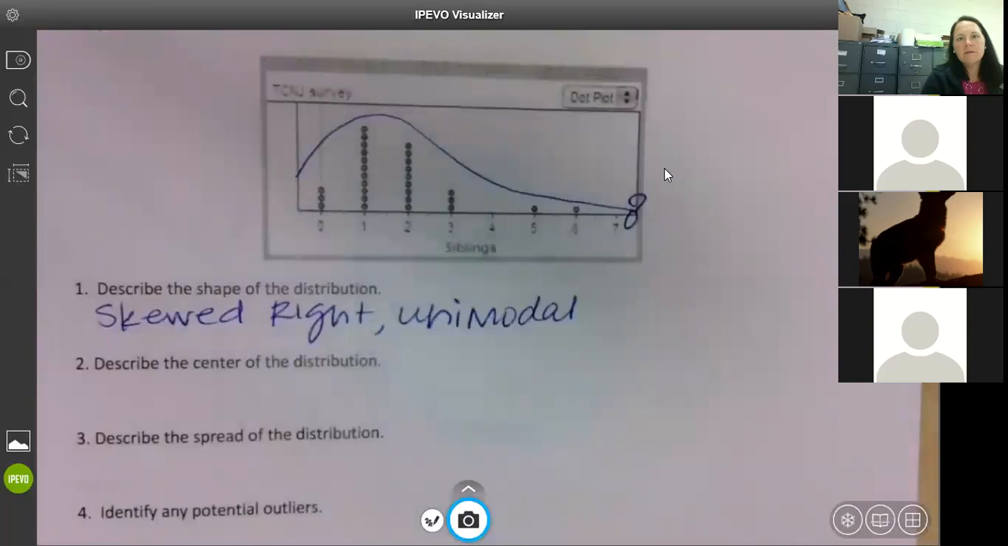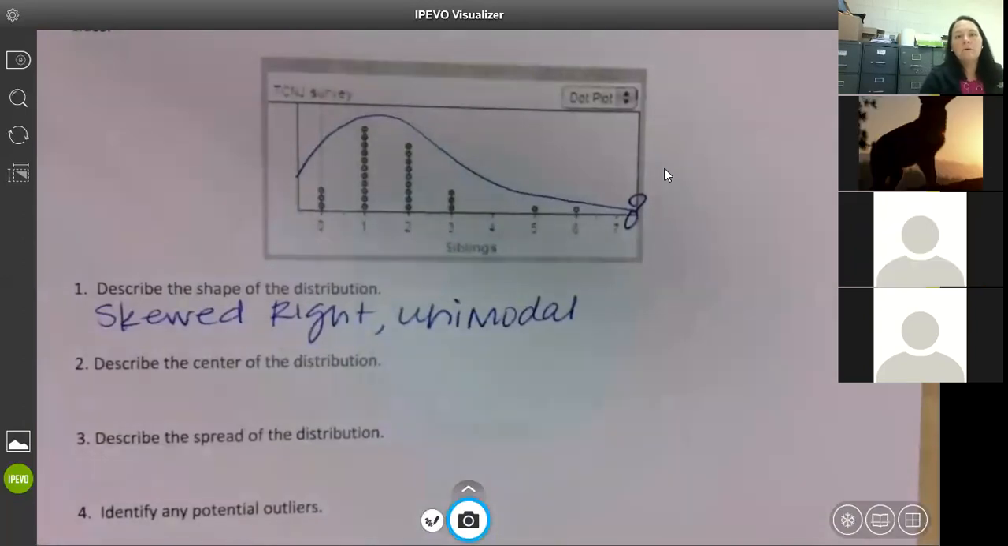Describe the center. What would it be, around 2? Okay. He says 2. Does anybody say anything different? You can debate. It's okay. So everybody agrees 2? You'd all get it wrong. Where do you think the center's at? Would it be 1, 3, or 4? I'm going 2. Okay.